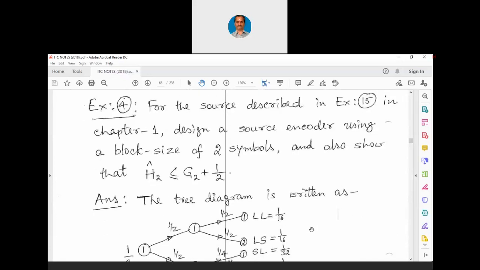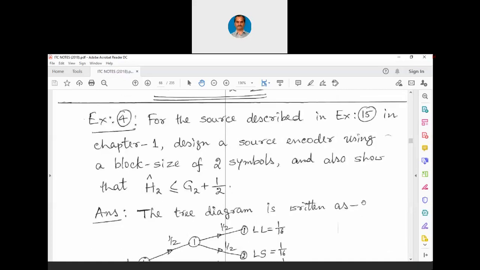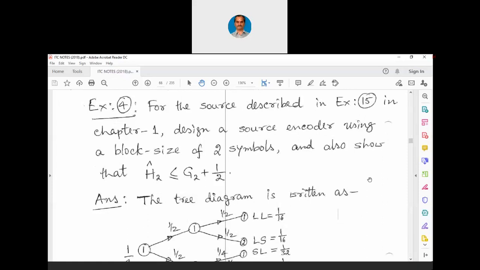Now we have one more, exercise 4. Let me give a general introduction now and let me see if I can complete. Otherwise I will complete it in the next class. For the source described in exercise 15, that is the exercise where we discussed the cars: cars moving straight, cars moving to the left, cars moving to the right. That was the exercise, already discussed in chapter 1. Design a source encoder using a block size of 2 symbols and also show that H2 cap is less than or equal to G2 plus half.